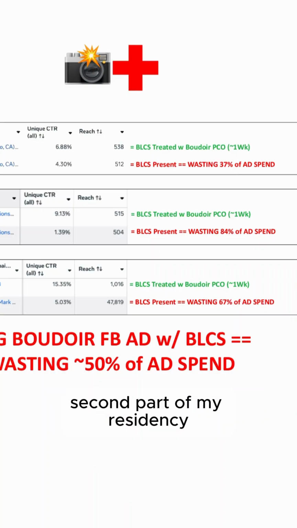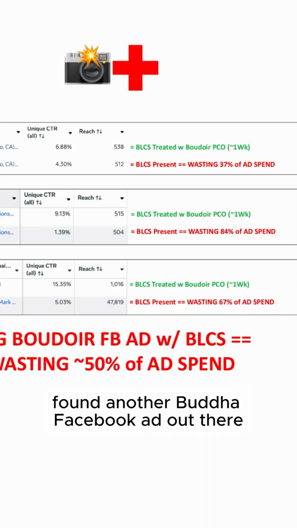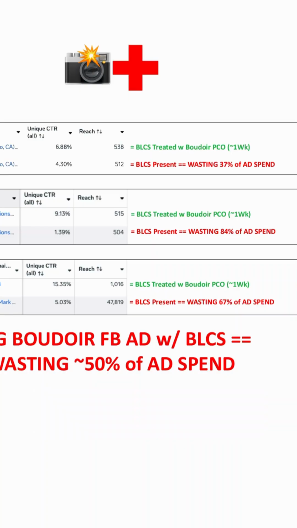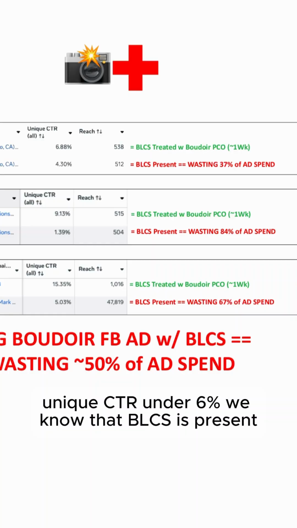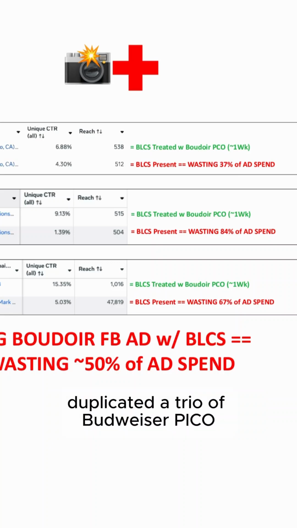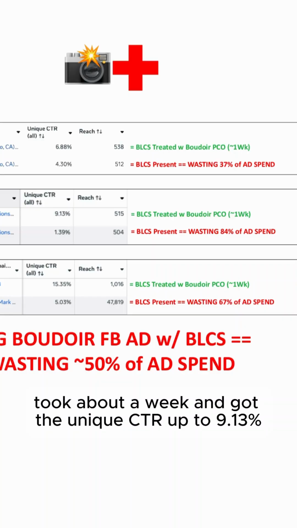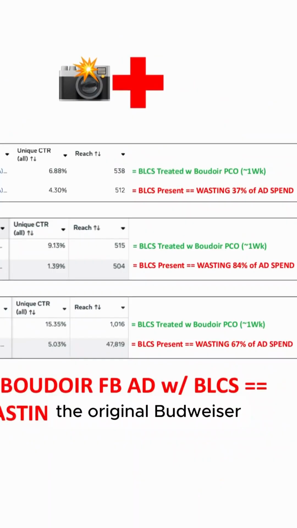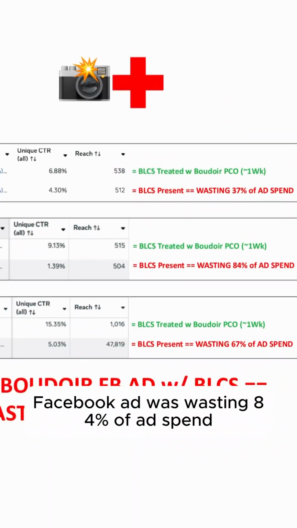Second part of my residency, found another Boudoir Facebook ad out there. Unique CTR 1.39%. Unique CTR under 6%, we know that BLCS is present. Now we duplicated it, treated it with Boudoir Pico, took about a week, and got the unique CTR up to 9.13%. So we found out the original Boudoir Facebook ad was wasting 84% of ad spend.